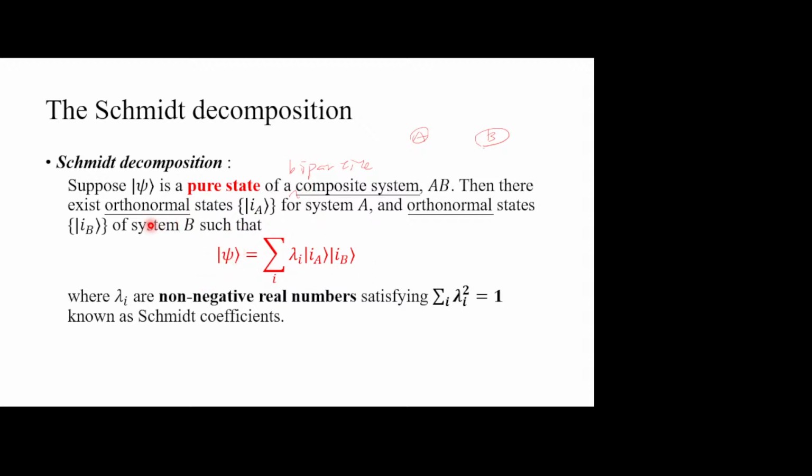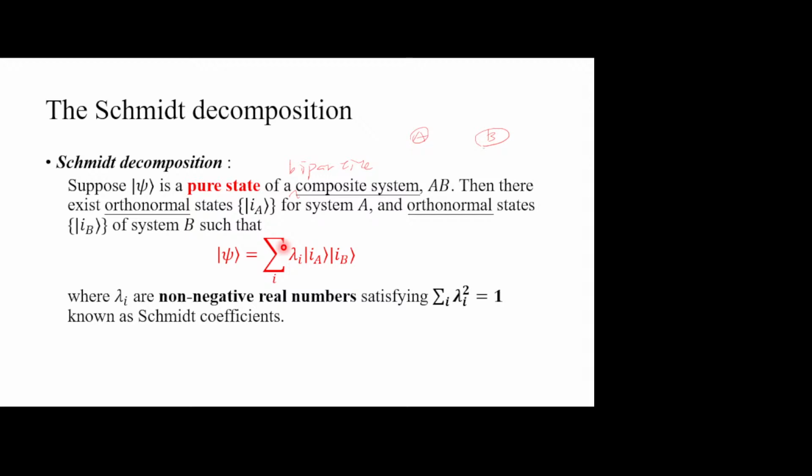So we find out that we can find some basis |i_A> on system A. Sorry, not basis, they are a set of orthonormal states |i_A> on system A, and orthonormal states |i_B> on system B, such that psi equals the summation over i of lambda_i |i_A> tensor |i_B>. And what's interesting about this form is that there is only one i here. This is only one summation.